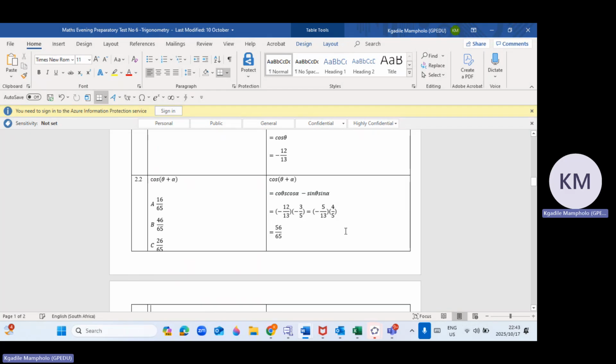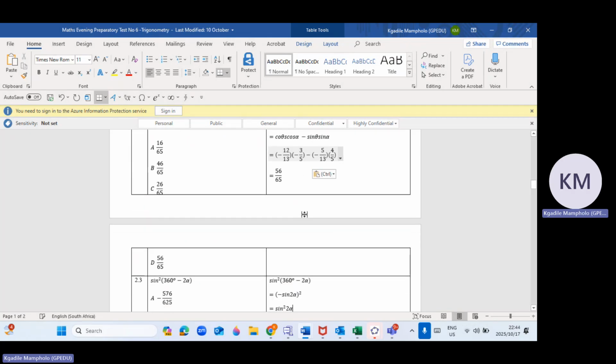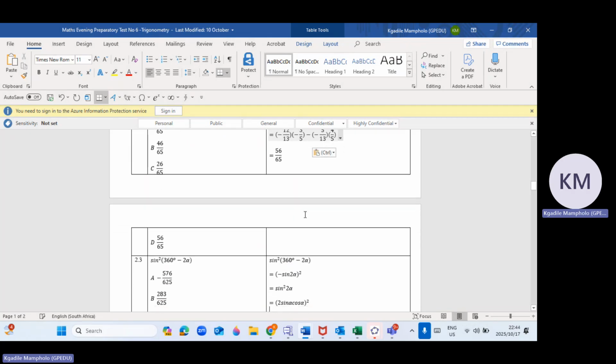And the minus, then you say minus. Yes, minus is not an equal sign. And then you say minus, then you substitute and get the answer. But most importantly, you expand this compound angle. Then you get the answer. The answer will be 56 over 65.